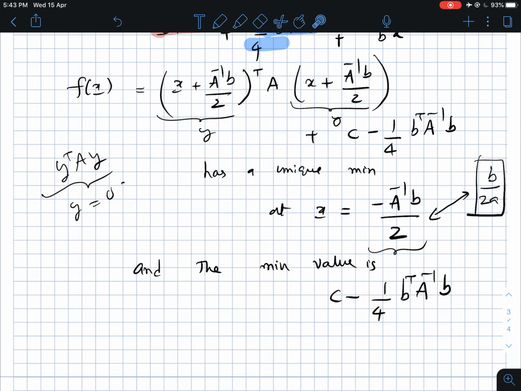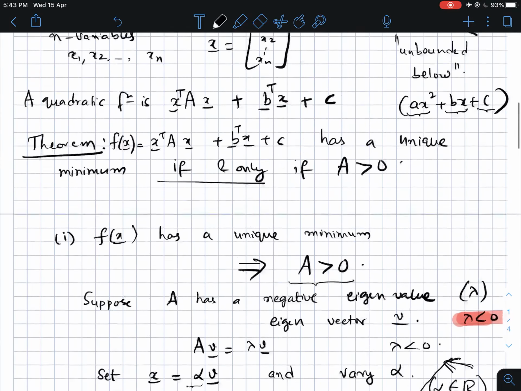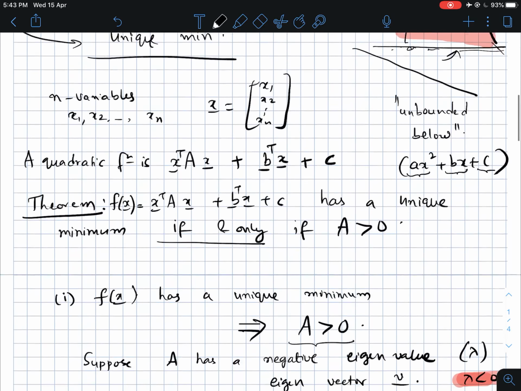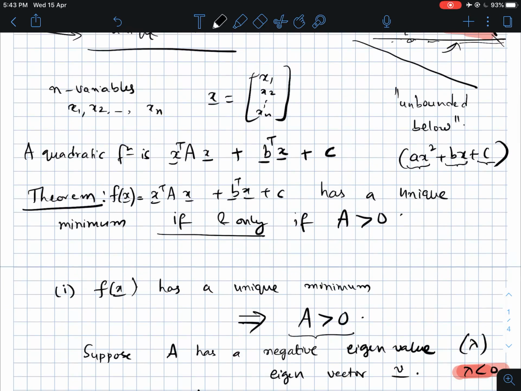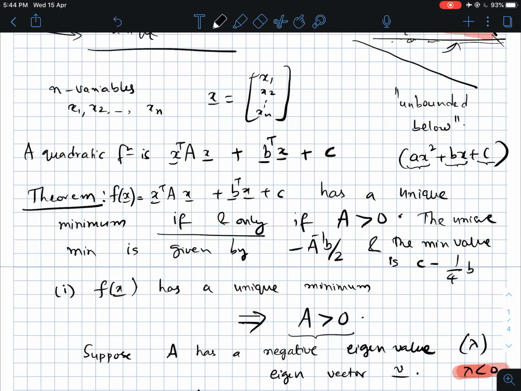I think this is a good thing to remember also. It's very useful. This is the unique minimum of a quadratic function if A is positive definite. So this proves the equivalence. This proves the theorem that we started out with in this lecture: it has a unique minimum if and only if A is bigger than 0. In fact, to this we can add that the unique minimum is given by minus A inverse B by 2 and the minimum value is C minus 1 by 4 B transpose A inverse B.